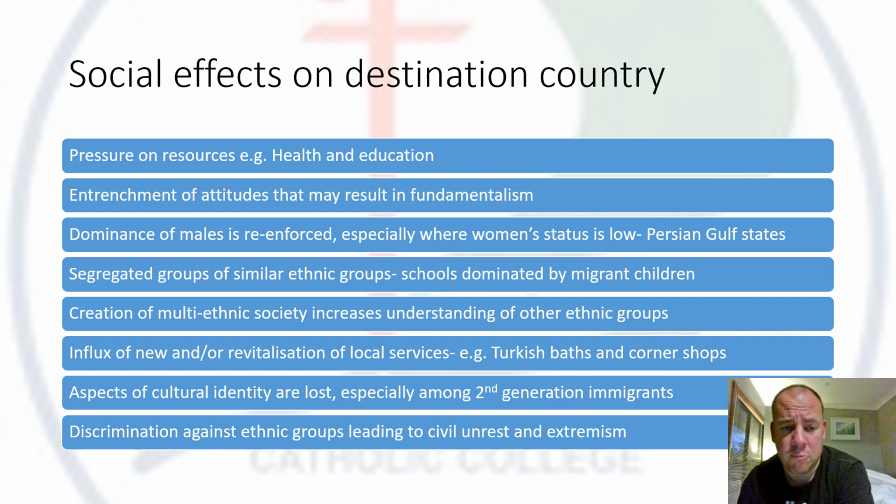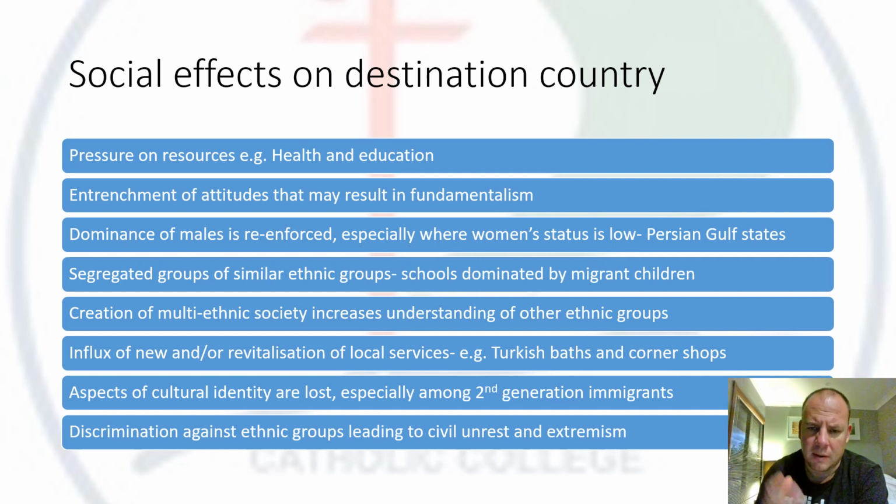The social effects on a destination country. We might have pressures on resources like health and education as the population increases. Entrenchment of attitudes that may result in fundamentalism. So you might have a bit of racism because all these migrants are coming in, and people might say, oh, they're taking our jobs. That's what that means. Not very nice. It does happen around the world, so that's a real negative. Dominance of males is reinforced, particularly if they've been sent to migrate to go and get more money. They might have the money.